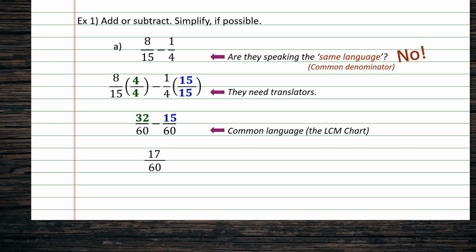Now the direction says to simplify if possible. Notice 17 is a prime number and 17 is not a factor of 60, so this fraction cannot reduce, and that would be your final answer.